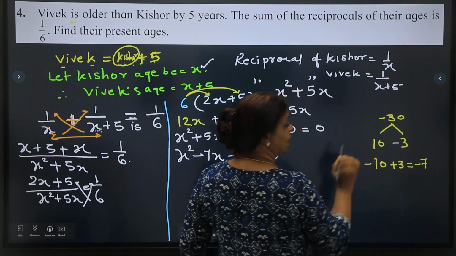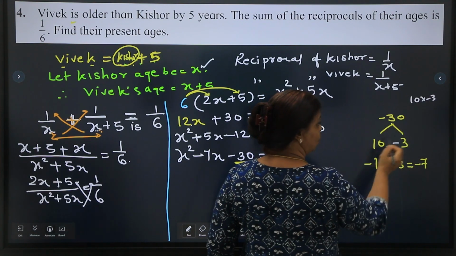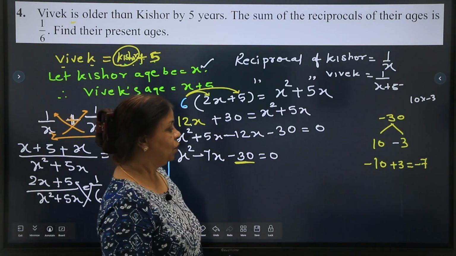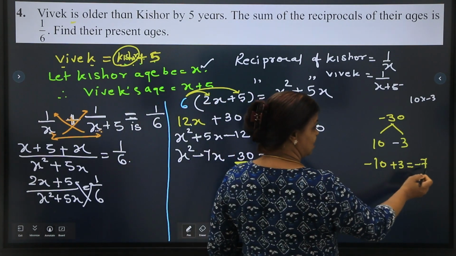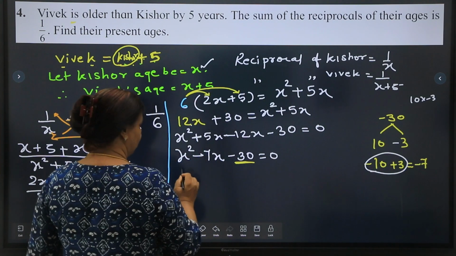Minus 10 into minus 3 will also give me minus 30, but I will not get minus 7. To get minus 7 I should have minus 10 plus 3, which is minus 7. So I will be using these two numbers in the middle. What will be my equation now?